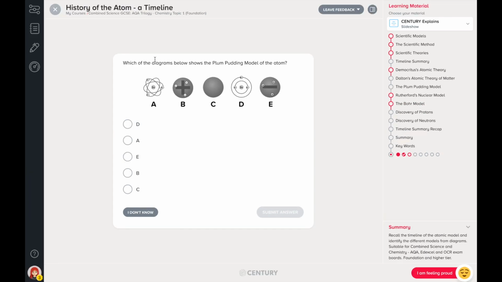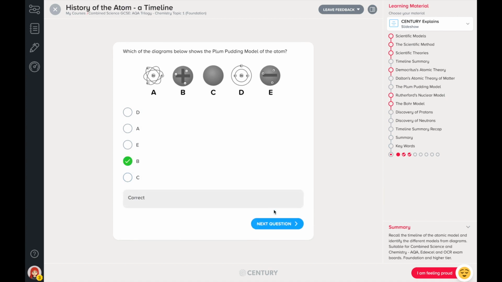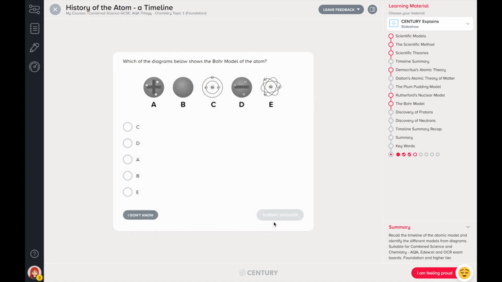Okay, so which of the diagrams below shows the plum pudding model of the atom? So we are going to go for B. Excellent. So we have got that one correct. So which of these diagrams shows the Bohr model of the atom? This one's a little bit trickier. So we have to think about the different models that we just looked at.